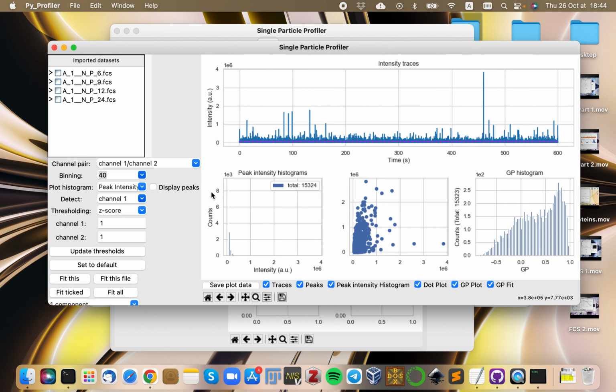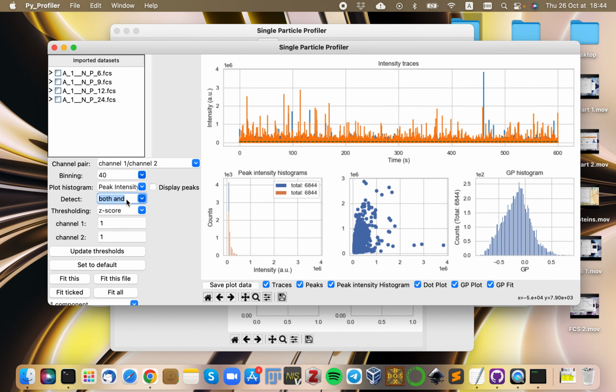And now, instead of detecting particles by channel 1, I will detect them by both end channels. Both end means that in both channels, particles are above the threshold. And here it's prominent because you see that instead of having two populations, immediately you have only one population, which is around 0. So we take into account only particles that have both lipid dye and RNA, so particles that are full of RNA. And the total count is 6,844.